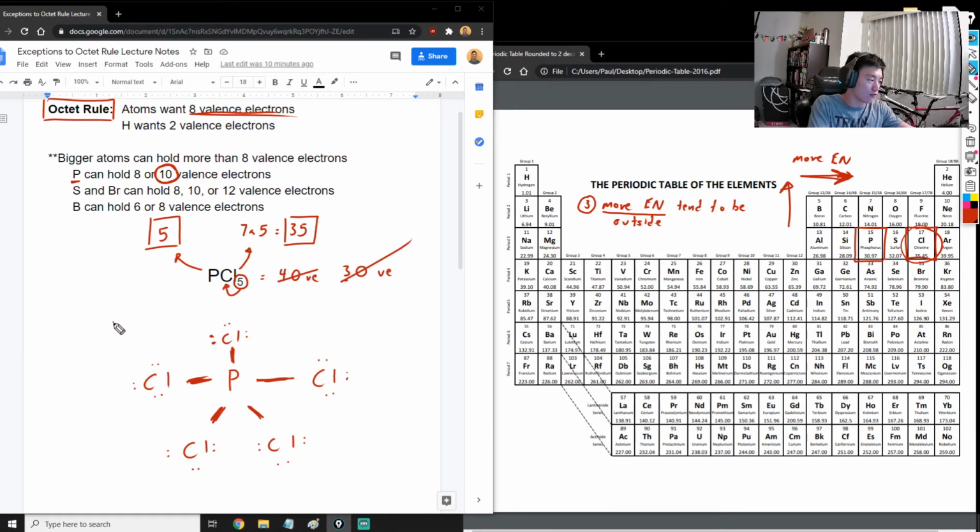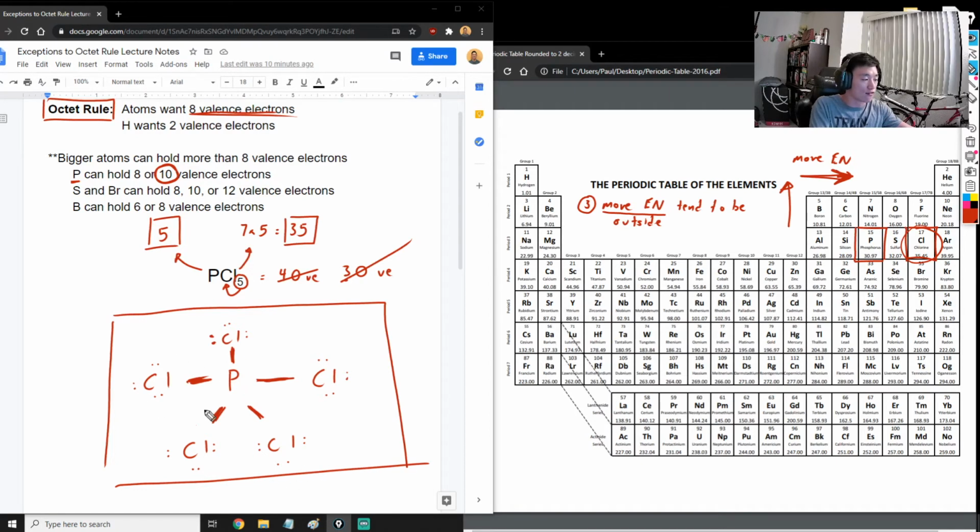We used all 40 valence electrons. If you don't believe me, you can pause the video right now and count them all up. We have 40 valence electrons. We have 8 on every single chlorine. And phosphorus has 10, but since it's one of the exceptions, it's good to go.